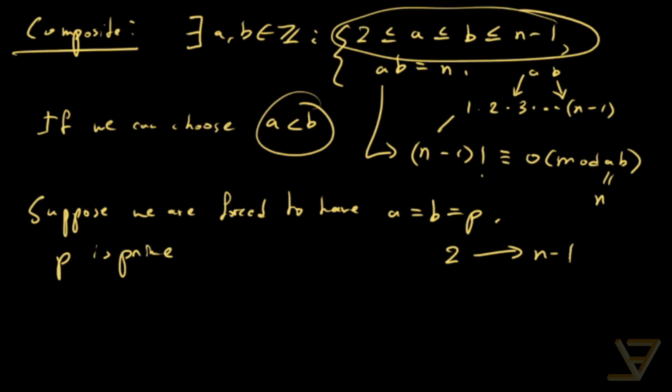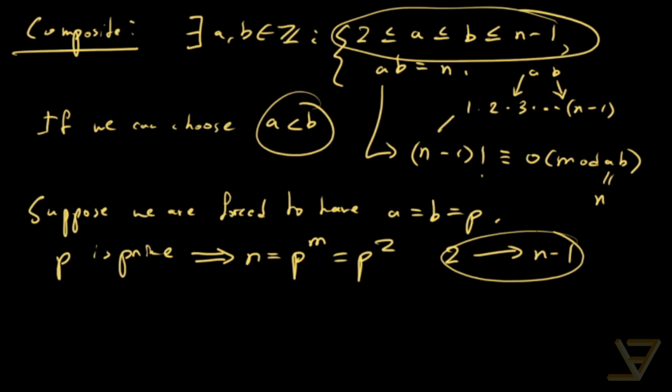And not only is p prime, that implies that n is equal to p to the m for some integer m. It has to be a power of p. Otherwise, we're going to have another prime factor in this interval. And moreover, this has to be p squared. Otherwise, we would have another factor in this interval. So it really boils down to the fact that there's only one factor in the interval from 2 to n minus 1. So n is equal to p squared.